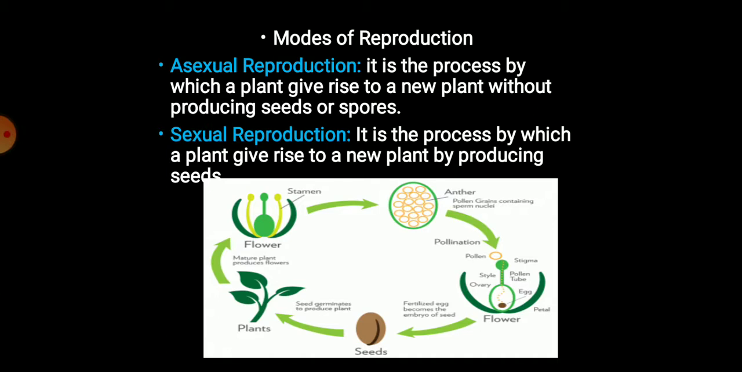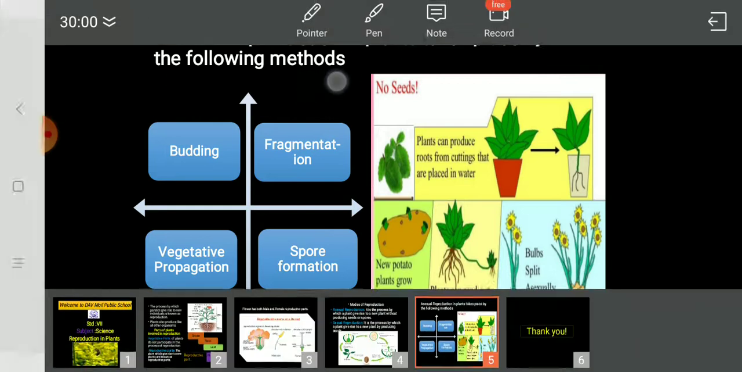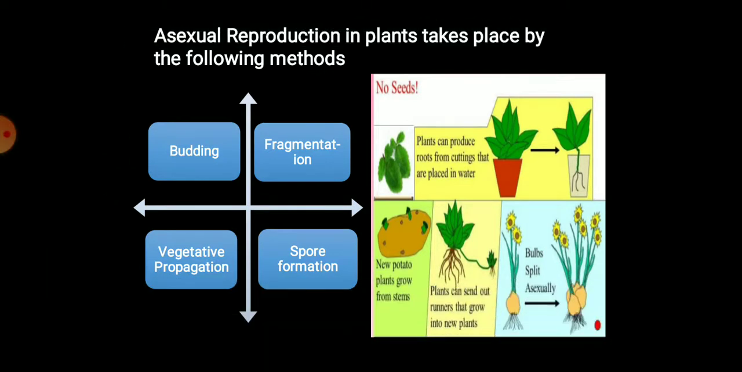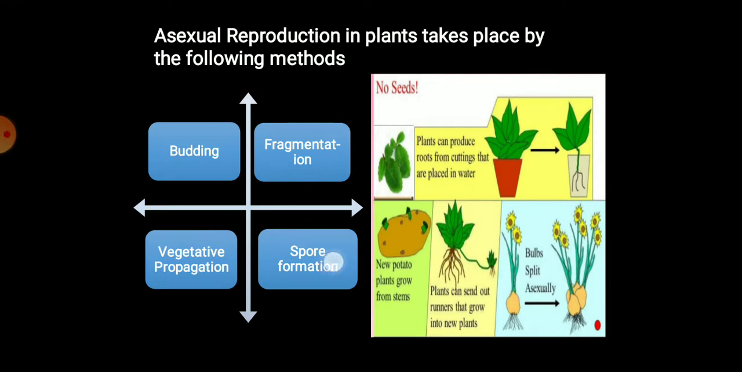Now we will see asexual reproduction also in the coming videos. Asexual reproduction in plants takes place by the following methods. There are different methods of asexual reproduction. Again, let's recall what asexual reproduction is. It is the reproduction in which a plant does not produce seeds and spores. Asexual reproduction you can basically characterize into four types: budding, fragmentation, vegetative propagation, and spore formation. In the coming videos, we will see how budding takes place, and also fragmentation, vegetative propagation, and spore formation.